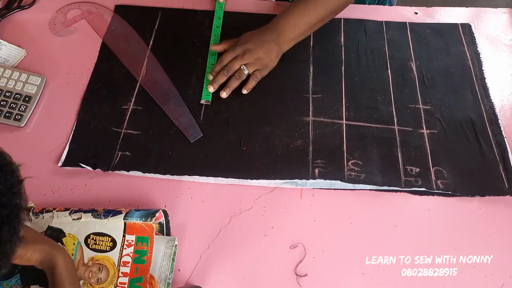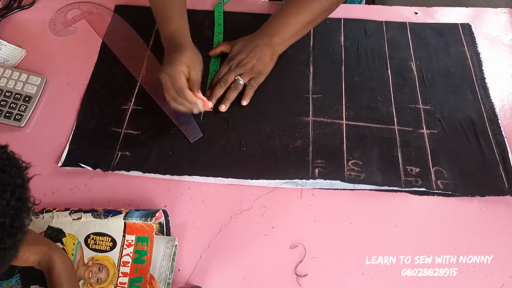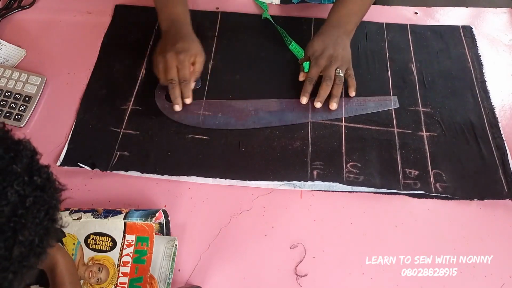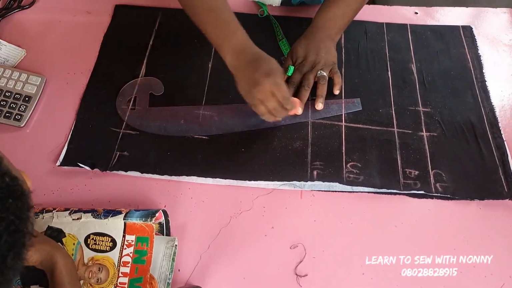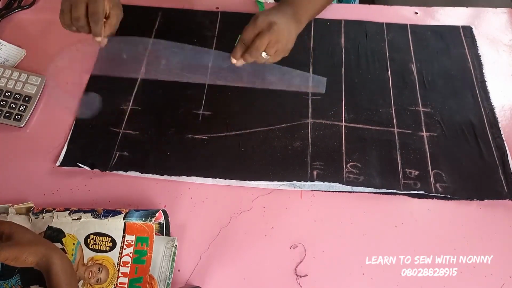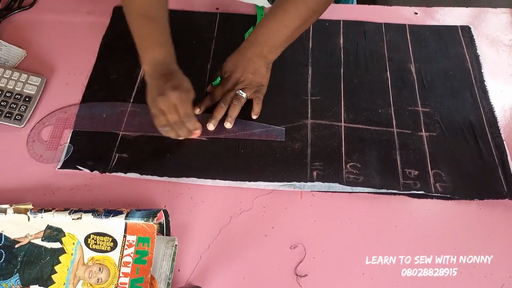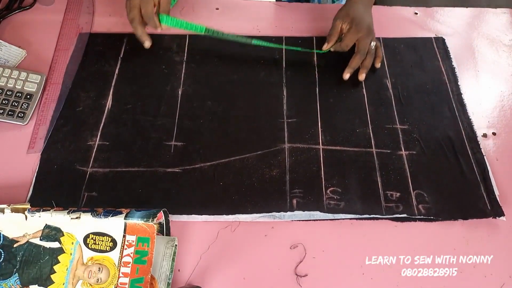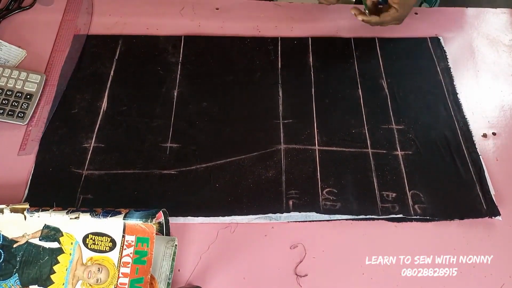I'll also take quarter of the hip measurement on that hip line, from 2 inches. This gives us a proper shape. I'll connect, make my hip curve, then bring it down to the length of the blouse. So this is what we have, my basic bodice, and I've added my 2 inches side seam allowance.